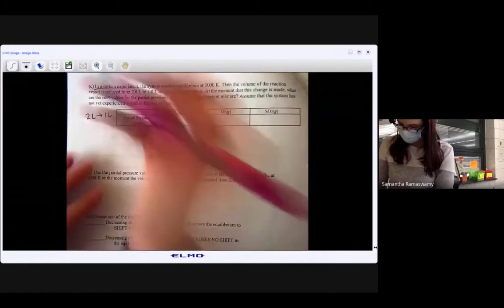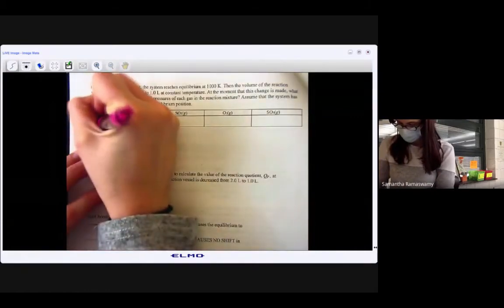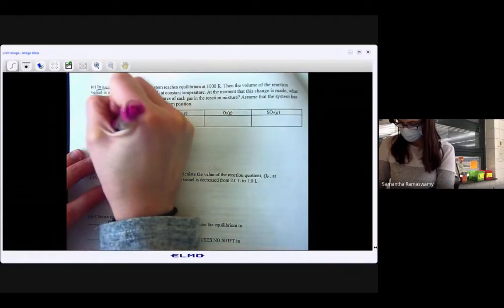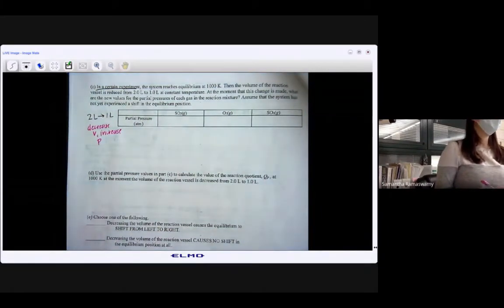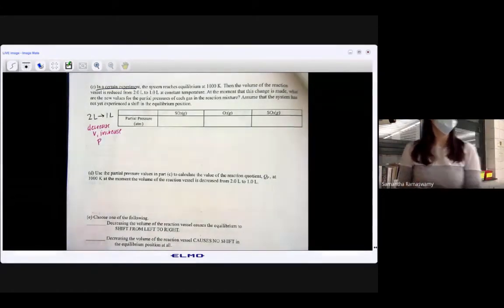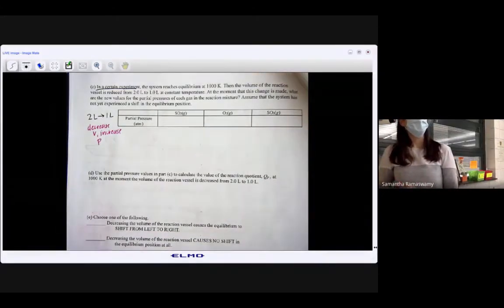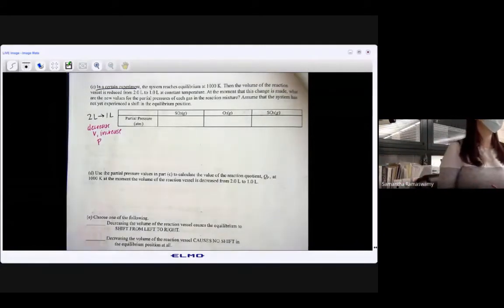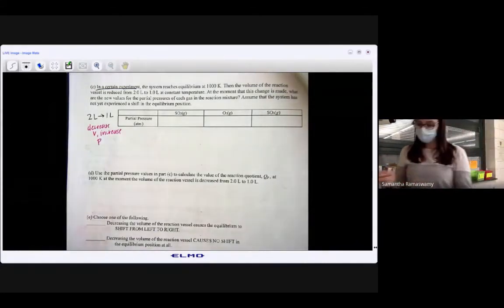Okay, so decrease the volume, increase the pressure. That's what's happening right now. We're decreasing the volume, so we're going to increase the pressure. More specifically, we can look at how much we increase the pressure. How much do we decrease the volume by? What did we do to the volume? Cut it in half.